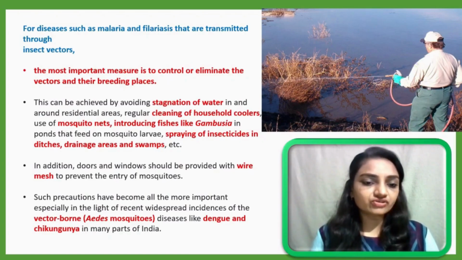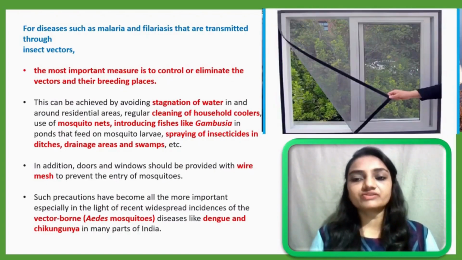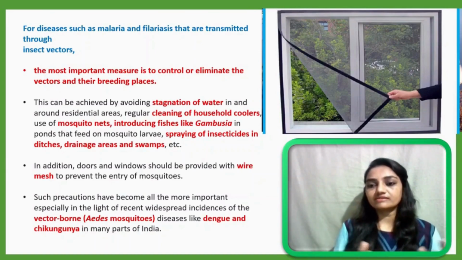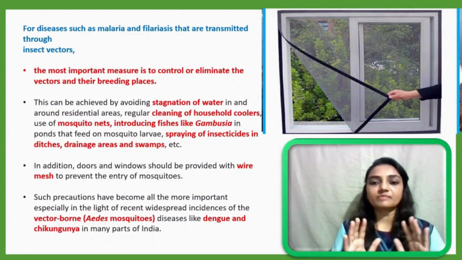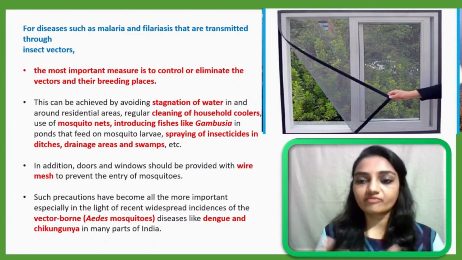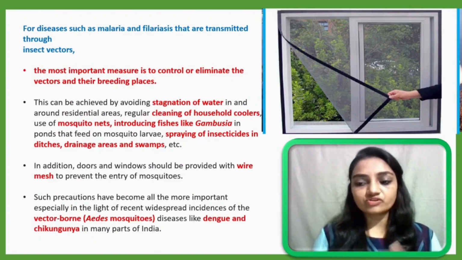Then, in addition, doors and windows should be provided with wire mesh. Through the windows and doors, mosquitoes can come inside the home. If your windows and doors are protected with this wire mesh, the mosquito cannot enter your home. So in this way, you can protect yourself from the mosquito.